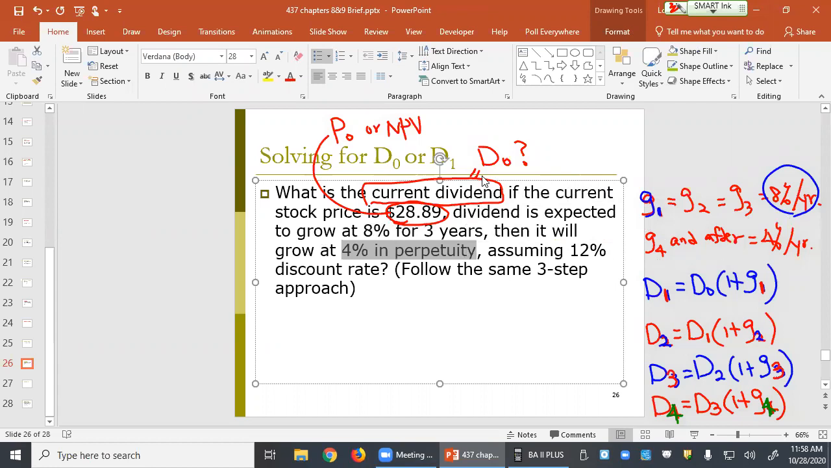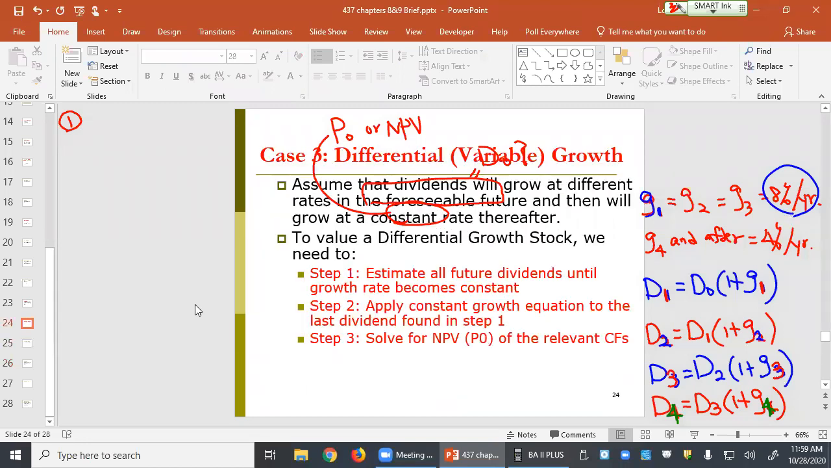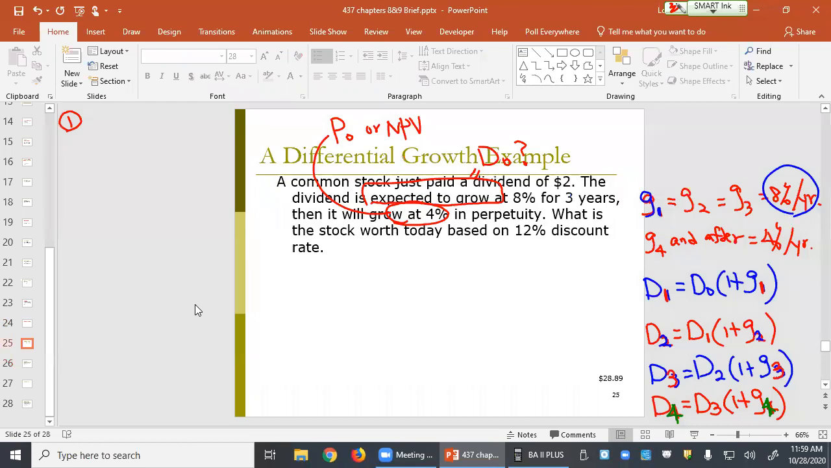Okay, so to solve for D0 as the unknown, again, we'll have to figure out, well, which model do we need? And it should be obvious that when more than one growth rate is given to us, we'll have variable growth model. Okay, we'll have variable growth scenario, and therefore we have to use that 3-step approach. So what is step 1? Step 1 is to find all of the future dividends until the growth rate becomes constant, right? The same 3-step approach that we saw here on 2 slides earlier.